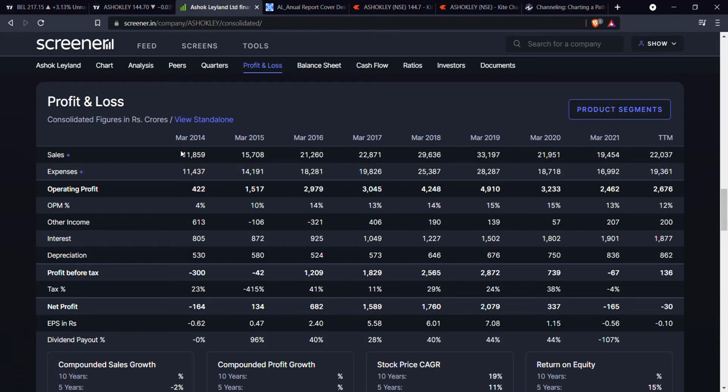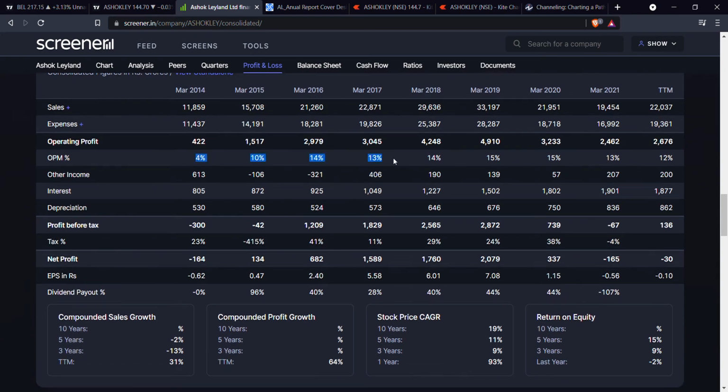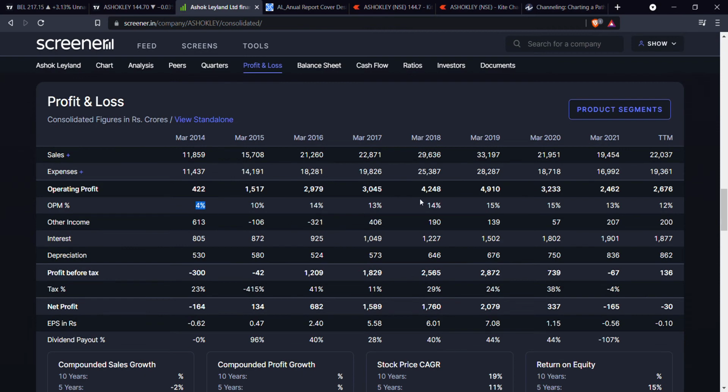As you can see, the sales were around 11,800 crore back in 2014, then they improved to 15,700, then 21,000, 22,800, 29,000, and then 33,000. As you can see, very consistent, the sales started growing at a very fast pace. Similarly, the operating profit. Look at this, it is very interesting. Look at the operating profit margin from 4% back in 2014 to 14%.